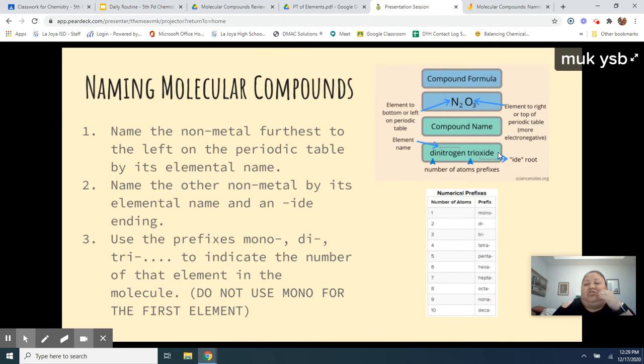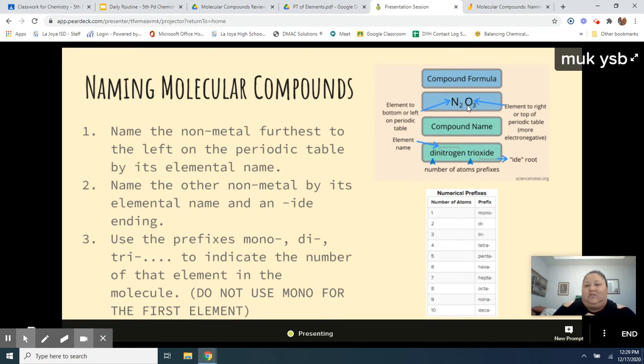Now, let's change the subscripts into prefixes, okay? So for nitrogen, you have a 2. If you look up 2 on our list, it's going to have a prefix of di. For oxygen, you have a subscript of 3, which translates into tri. And remember, prefix means that it comes before your name.